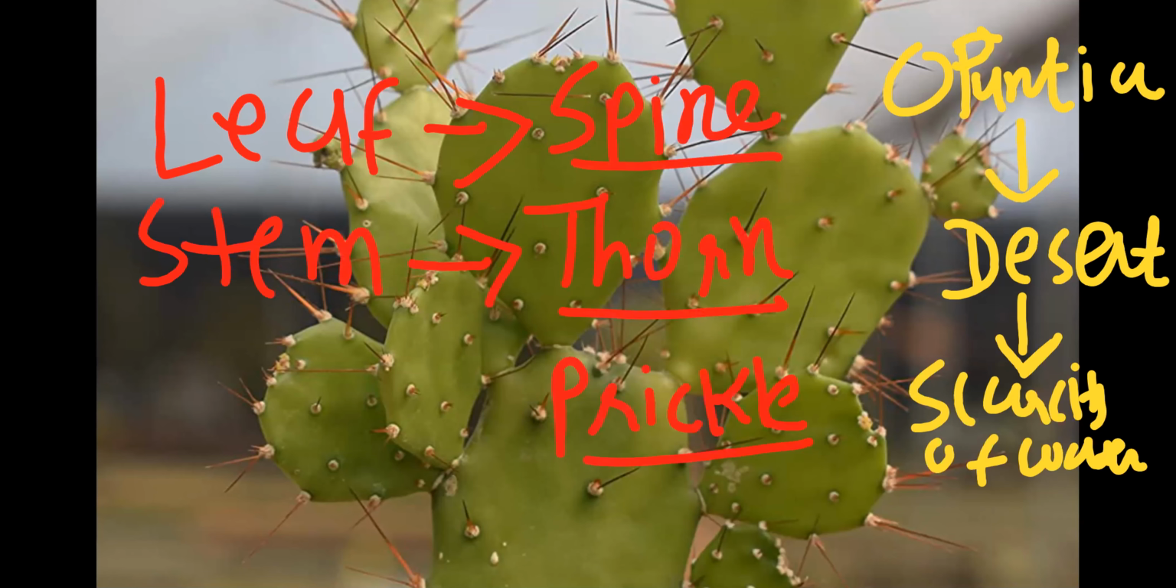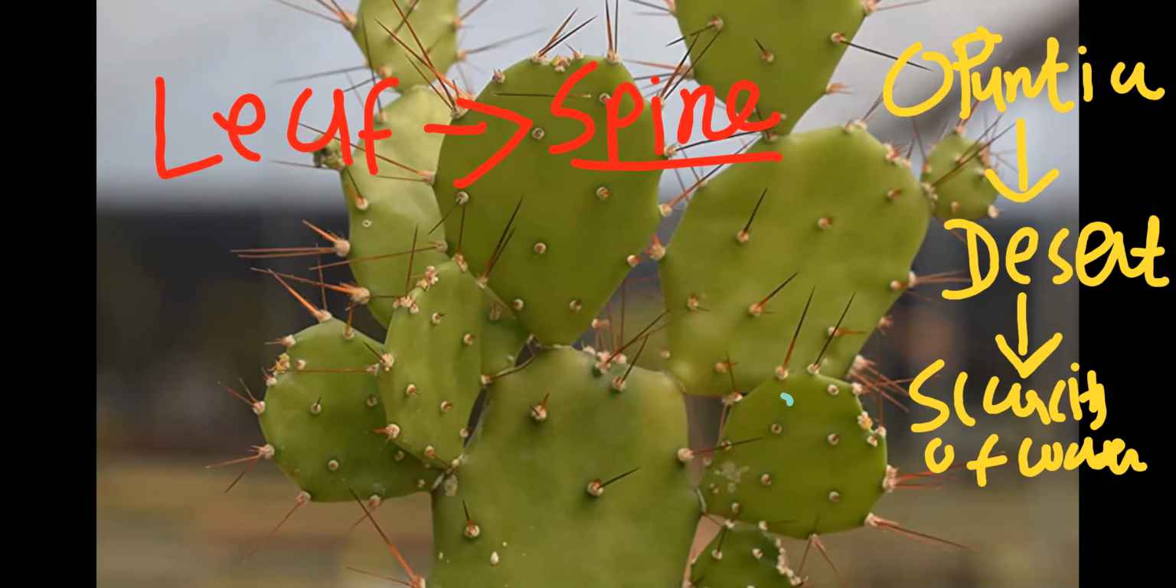Do you have now any doubt in this one? If leaf modified into pointed structure, we call spine. If stem, meaning any part of the stem, axillary bud जैसे modified होता है, that we call thorn. And if just outer epidermal growth, that we call prickle. So here all leaves, not a single leaf, all leaf get modified into the spiny structure. अभी leaf तो spine में convert हो गया. Now, who will prepare the food for that plant?